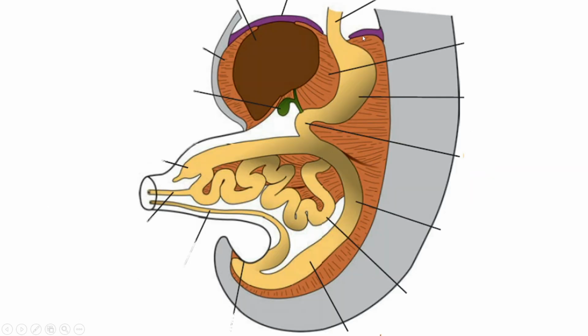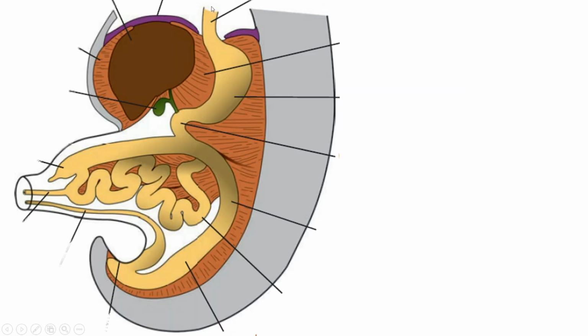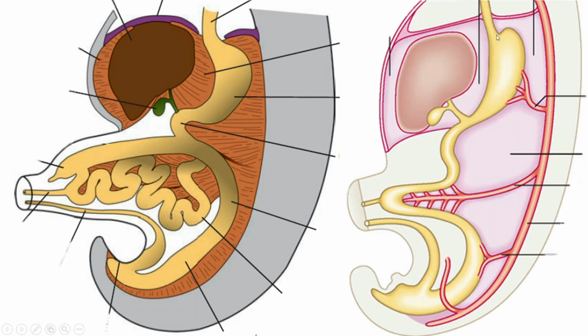This picture is showing the mesentery of the GI tract. On the ventral side we have the ventral mesentery, on the dorsal side we have the dorsal mesentery. The upper portion of the esophagus does not have any mesentery, only the caudal portion has it. This is more clear in this picture. There is no mesentery in the upper part of the esophagus. The mesentery starts from the caudal end of the esophagus.